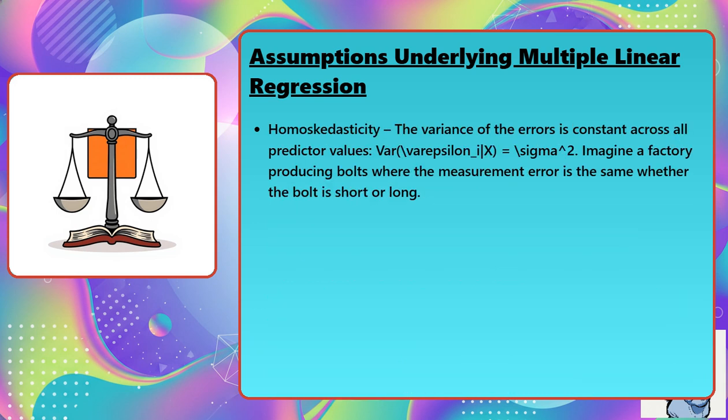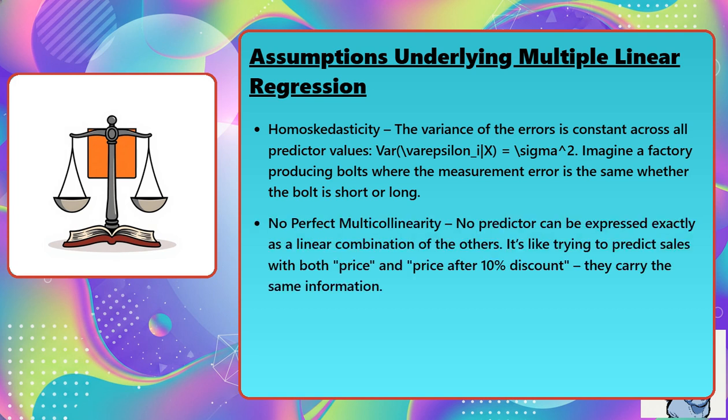Homoscedasticity: the variance of the errors is constant across all predictor values. Variance of epsilon i given x equals sigma squared. Imagine a factory producing bolts where the measurement error is the same whether the bolt is short or long. No perfect multicollinearity: no predictor can be expressed exactly as a linear combination of the others. It's like trying to predict sales with both price and price after a 10% discount. They carry the same information.